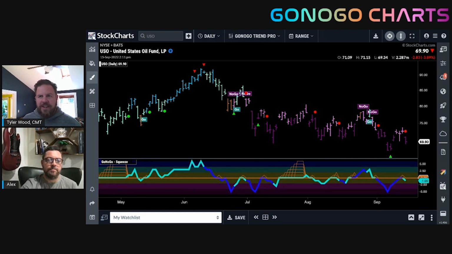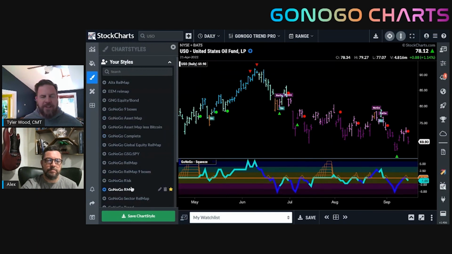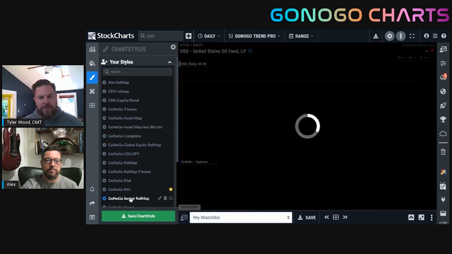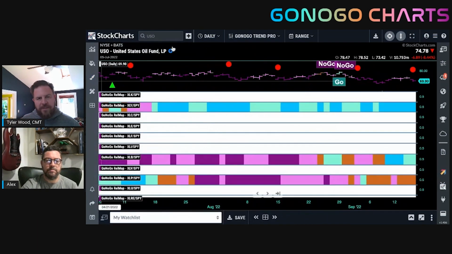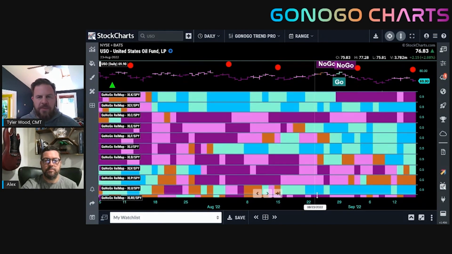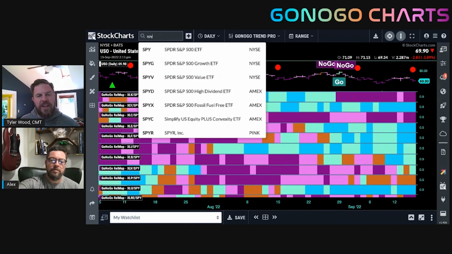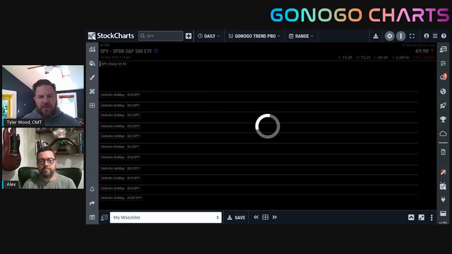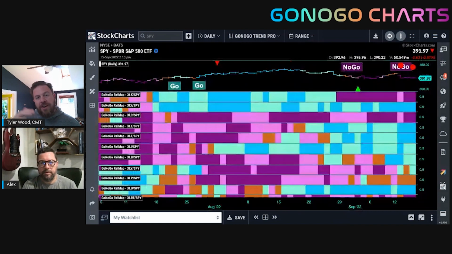All right, let's move on to our GoNoGo Sector RelMap. So we're going to look at the sectors of the S&P 500, all on a relative performance basis to the S&P itself as the benchmark index. We're going to look at the ratio of each, and just simply dividing one by the other will show us the trend of relative performance or relative strength in each sector group, and we can compare across all 11 sectors. Alex, walk us through what we're seeing on the screen now.